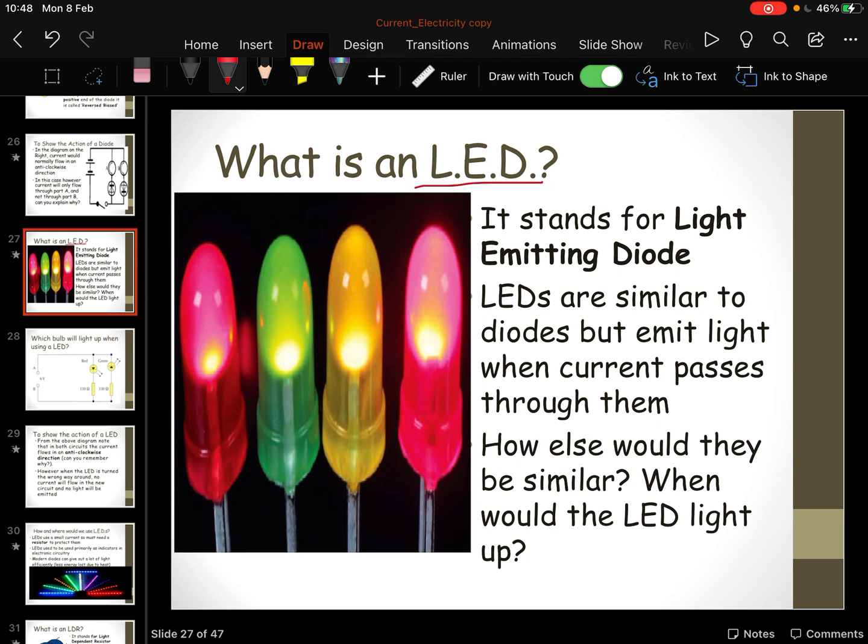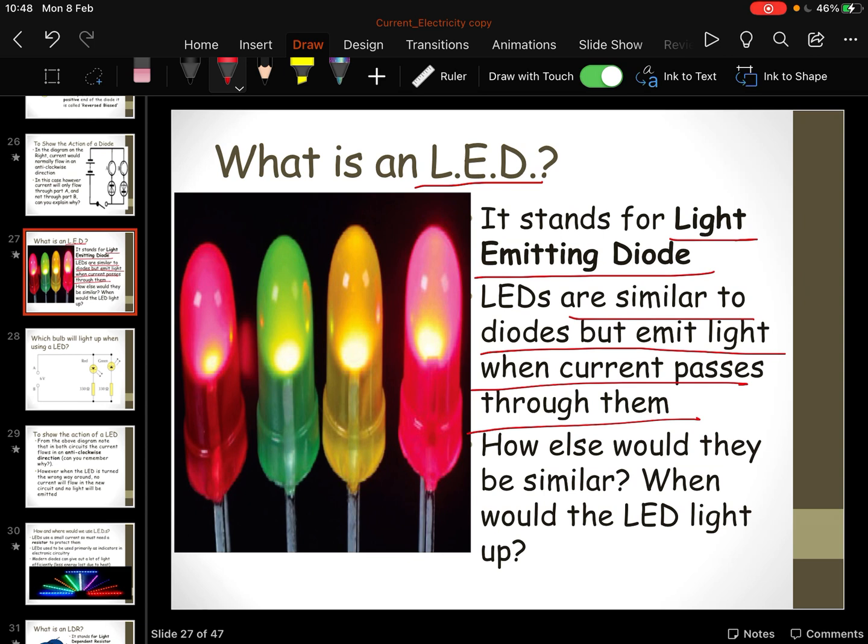LED stands for light emitting diode. So LEDs are similar to diodes, but they emit light. That's the difference. Similar to diodes, but emit light when current passes through them. So take down those two. LED stands for light emitting diode.